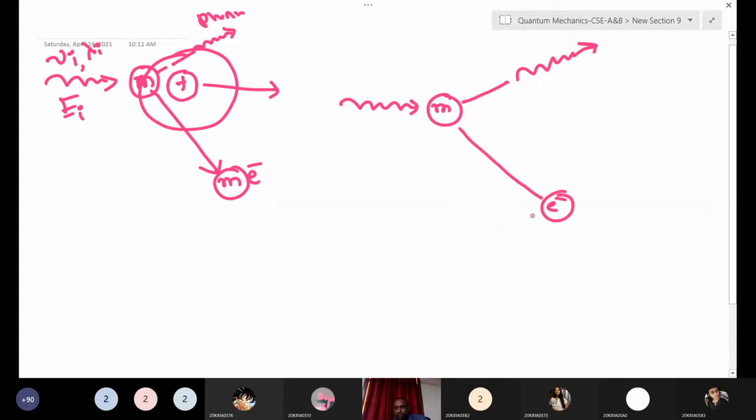The electron, we know, has mass m. Initially, what is the energy of the incident photon? It is h nu i. Initially, Compton considered the electron to be at rest, but it is not really at rest, it always revolves around the nucleus. But at the instant of collision, it is at rest.